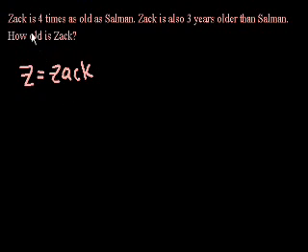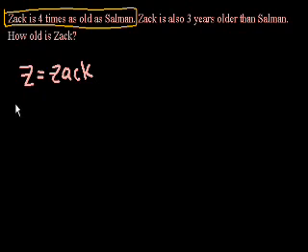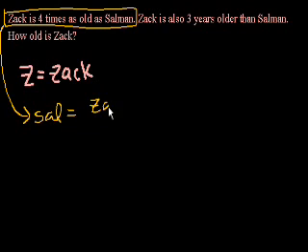Z is Zach. It says Zach is 4 times as old as Salman. Now I'm going to go with the thin one. I don't like how big and fat this is. So if Zach is Z, this first sentence, let me circle it: Zach is 4 times as old as Salman. So if Zach is 4 times as old as Salman, then that means that Sal is equal to Zach divided by 4.